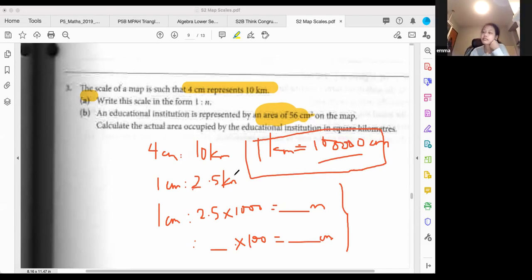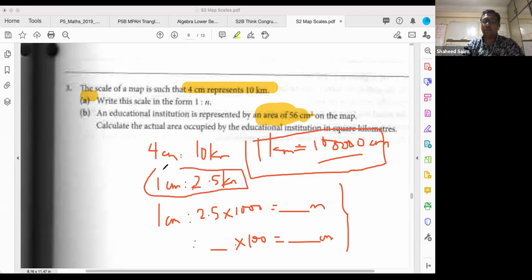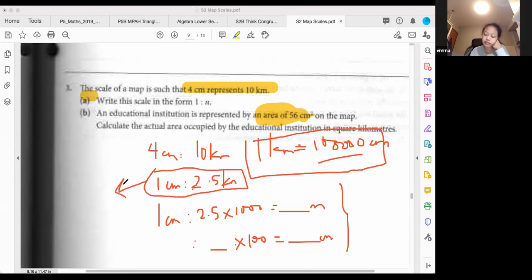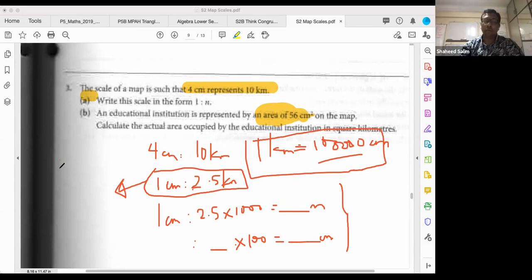Okay, now you need to change this length scale to the area scale. This one, this one. So 1 square cm to how many square km?